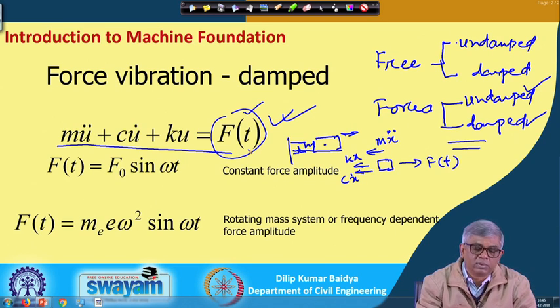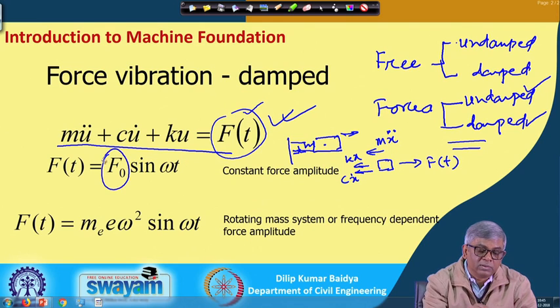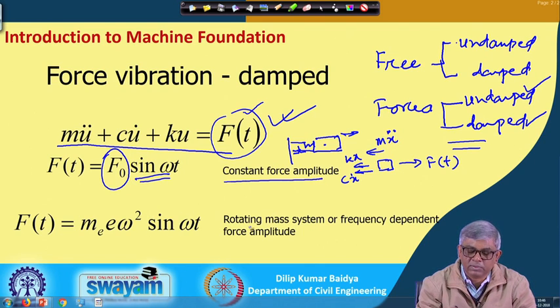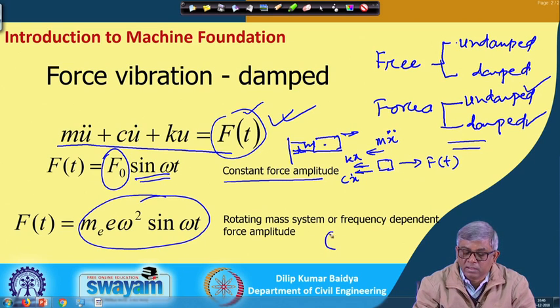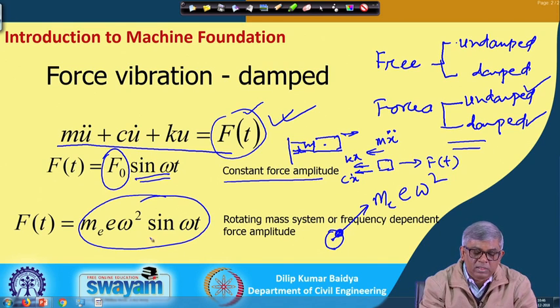And F t can be of 2 types. One is with a constant magnitude with time variation, F naught sin omega t. Another will be frequency dependent. This is a constant force amplitude and rotating mass system. Frequency dependent means what? Suppose there is an eccentric mass rotating about some point, then because of the frequency, that force will be m multiplied by e multiplied by omega square. This dynamic force is this much, and that also will vary with time as sin omega t. So, the forcing function can be of this type or of this type.